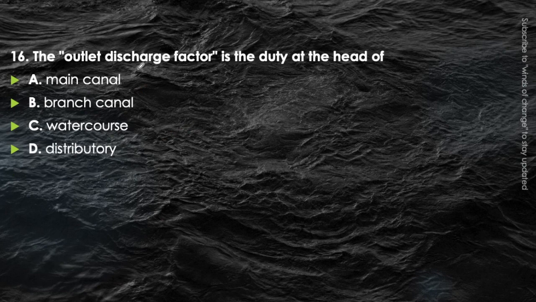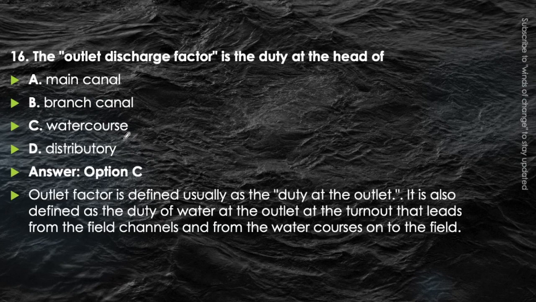Next question. The outlet discharge factor is the duty at the head of main canal, branch canal, watercourse or distributary. Think about it. Outlet discharge factor. We are talking about the outlet. This is duty at the head of watercourse. Option C will be the correct answer. And what is outlet factor? Outlet factor is defined usually as duty at the outlet. It is also defined as the duty of water at the outlet, at the turnout that leads from the field channel and from the watercourse on the field. So outlet factor is actually the duty at the outlet of the watercourse. Option C will be the correct answer, at the watercourse.